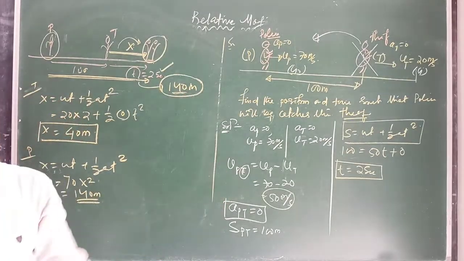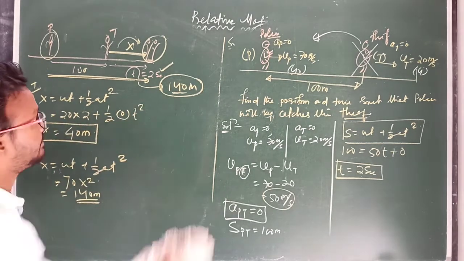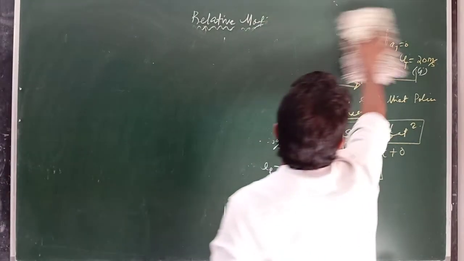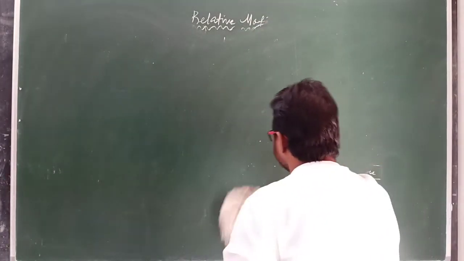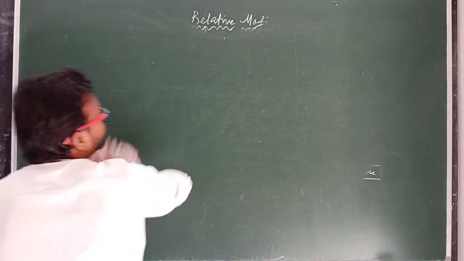Clear? This is relative velocity. So by using this concept you can solve different types of problems. Clear? Okay. So now let's start. This is relative velocity in one dimensional motion.